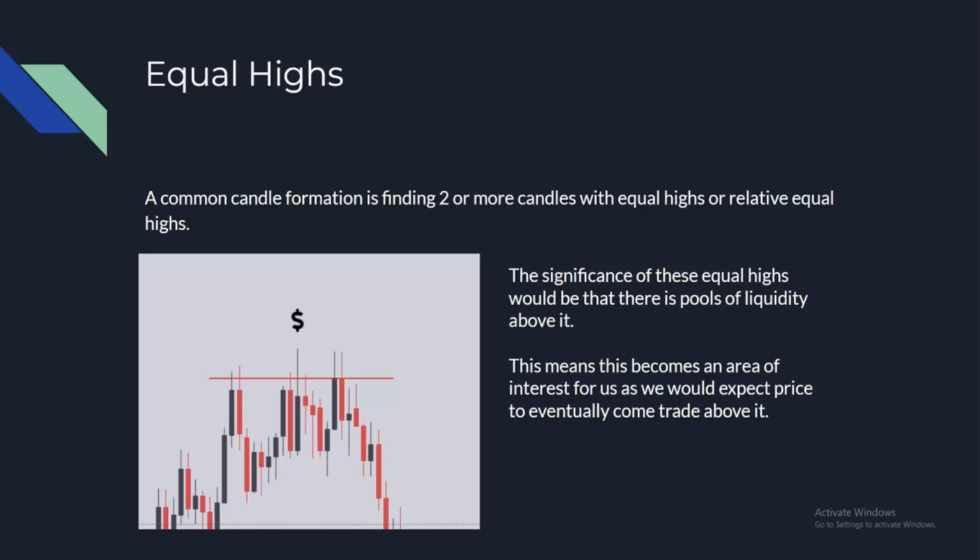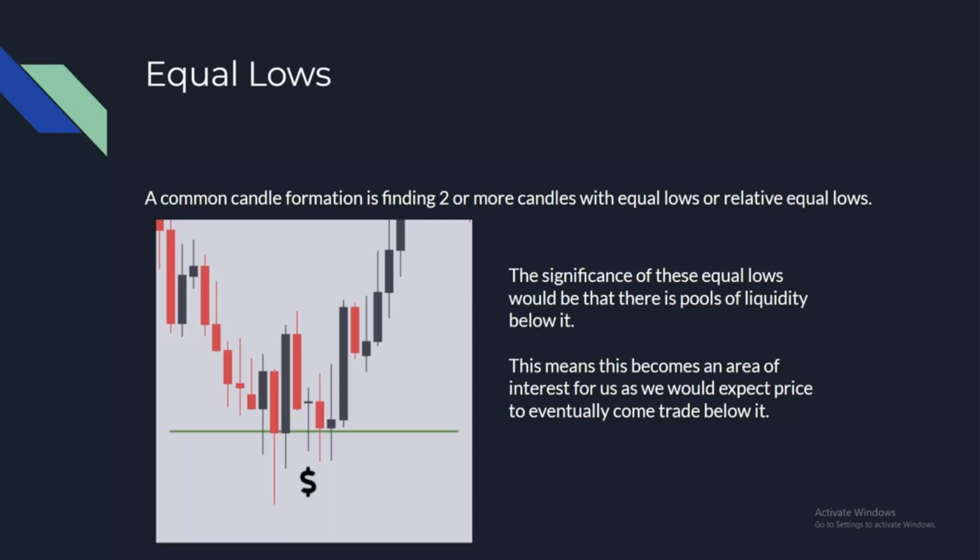And the market moves just in two ways. The market's either going from liquidity to liquidity, or the market is going to fill an inefficiency. Just keep this in mind, and it will be more clear to you later in the course. And there's equal lows. It's just the opposite. It's where there's two or more candles with equal lows or relative equal lows, and there's pools of liquidities under it.